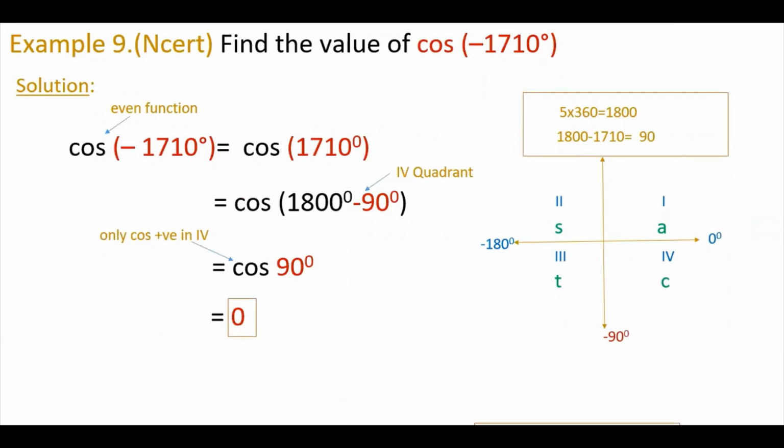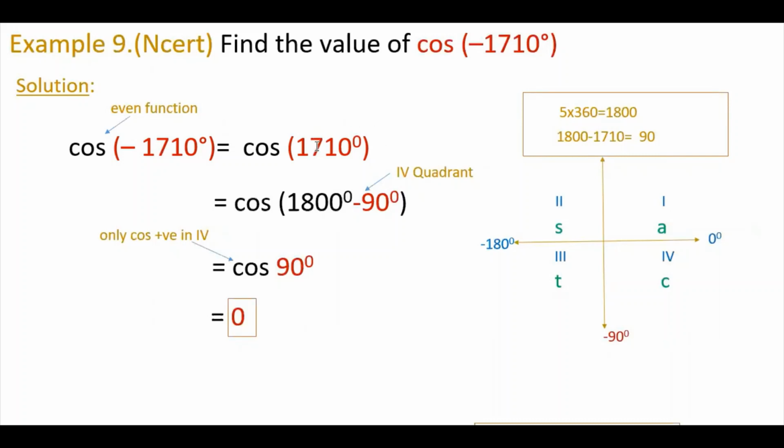This is example 9 from NCERT. Find the value of cos minus 1710 degrees. First check whether it is an even function or an odd function. Yes, it is an even function. Cos and secant are even functions, so you cannot put a minus sign here. Cos of minus x is cos x only. So cos of minus 1710 is cos 1710 degrees only.